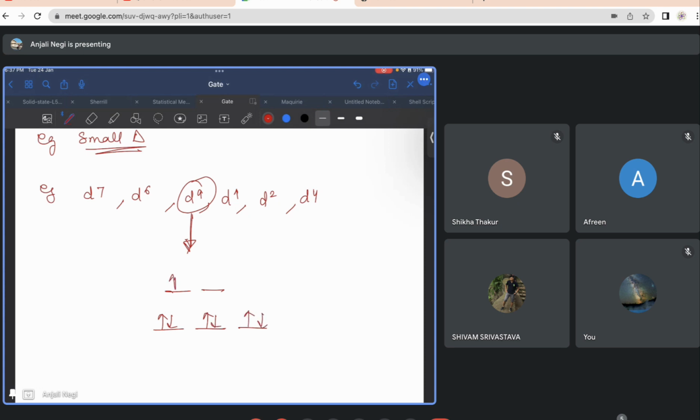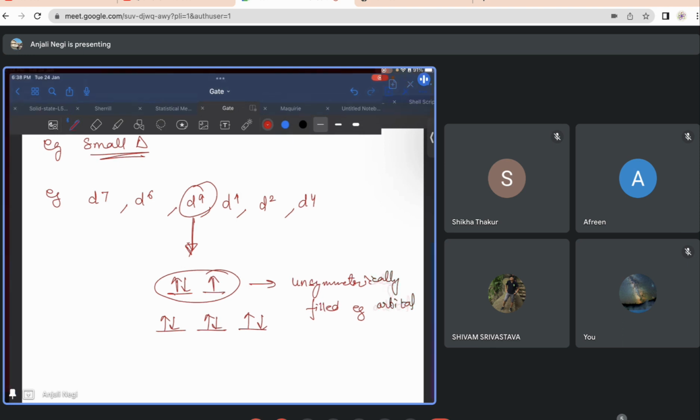you see that the unsymmetrically filled Eg orbital, and hence it shows some strong Jahn-Teller distortion. Okay, so let's move to our problem.